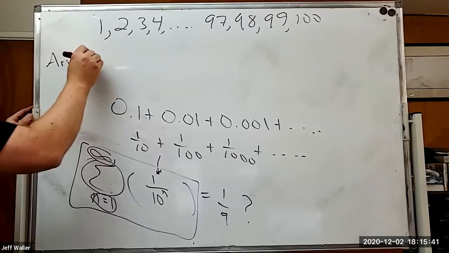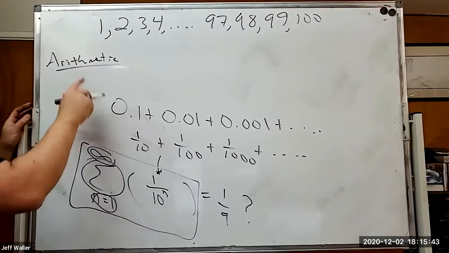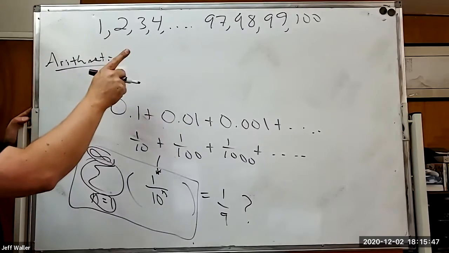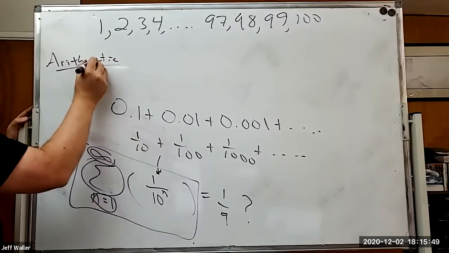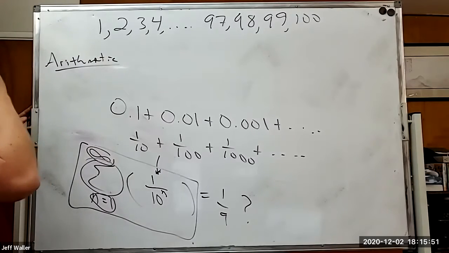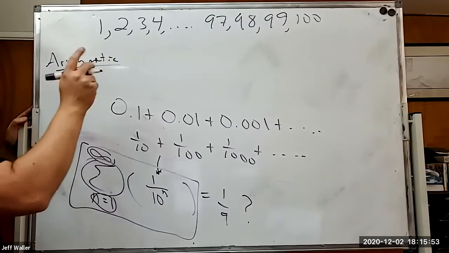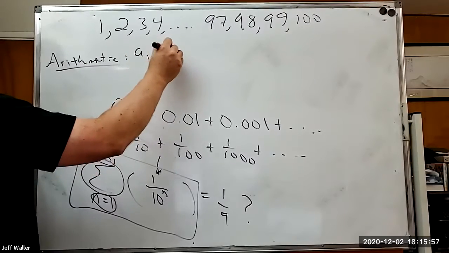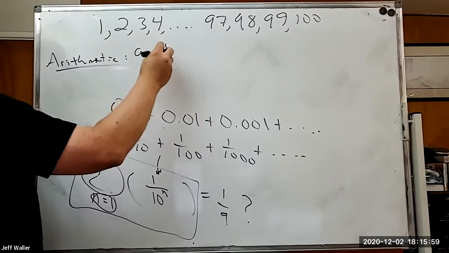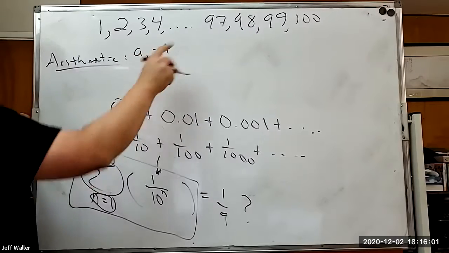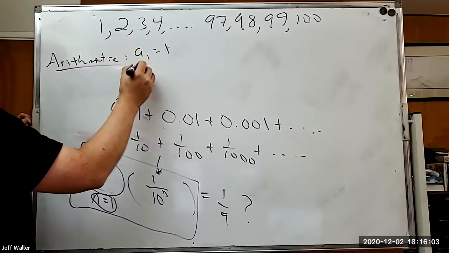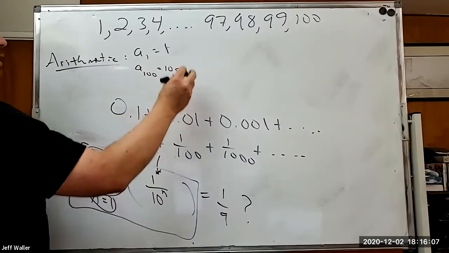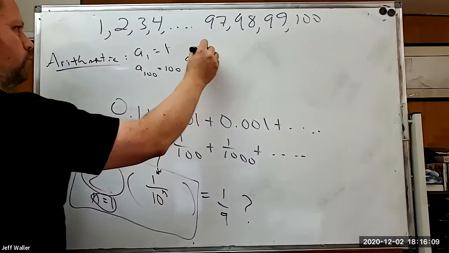We like to pronounce it arithmetic when we're talking about sequences. Otherwise, you can call it arithmetic. So this is an arithmetic sequence. Can somebody tell me, obviously A1 is 1, and it goes up to 100. So the last term is 100, and D is 1.